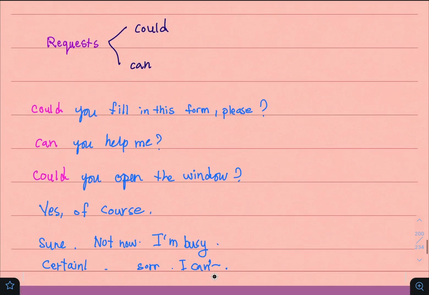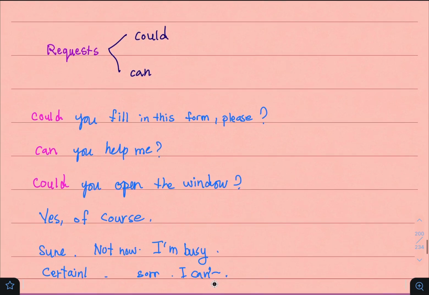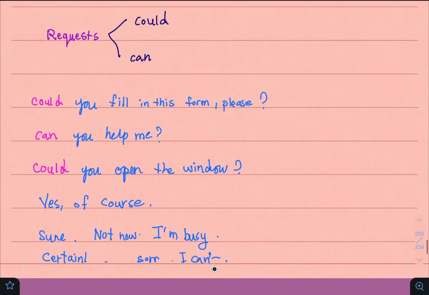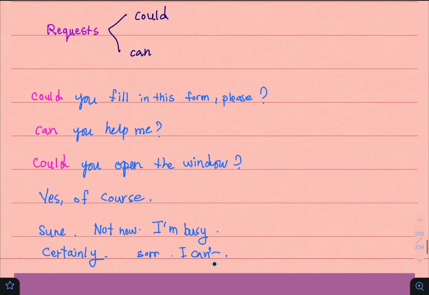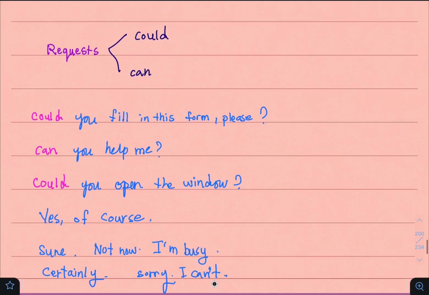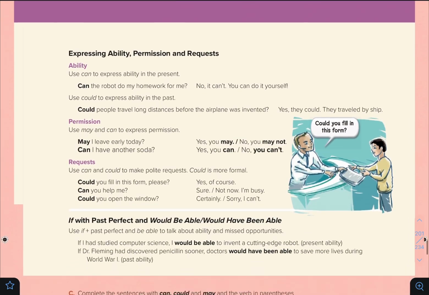For example, could you fill in this form please? Can you help me? Could you open the window? طبعا this is request عادة يكون بطريقة مؤدبة. Now, yes, of course, sure, not now, I'm busy, certainly. Okay, so here, certainly. Okay, and the last one is sorry, I can't. Okay, طبعا يعني you feel free to refuse للرفض, but also when you refuse you have to be polite.